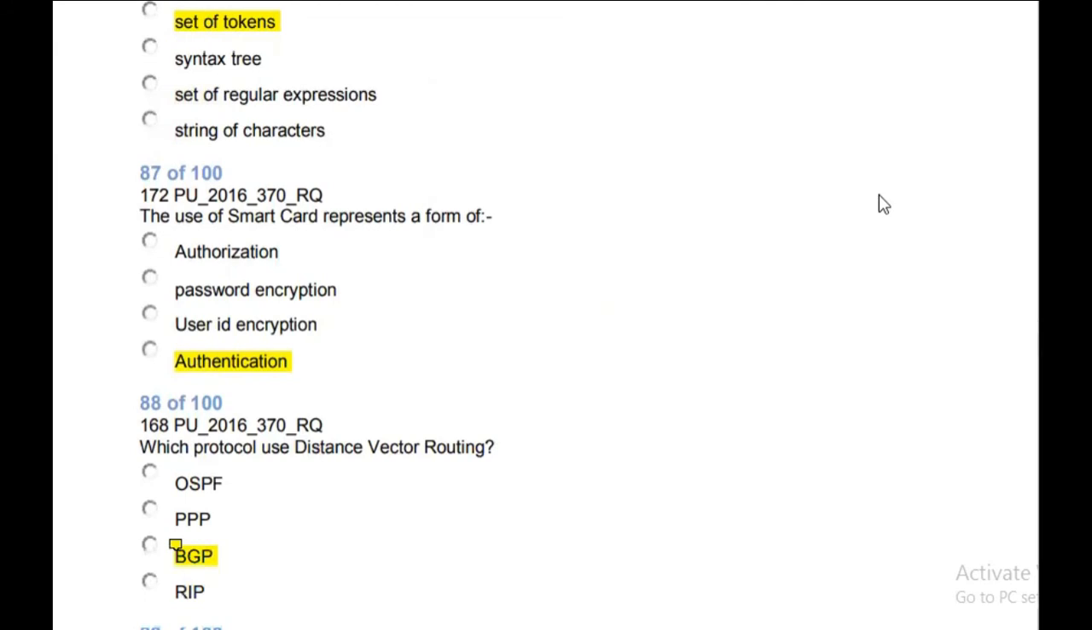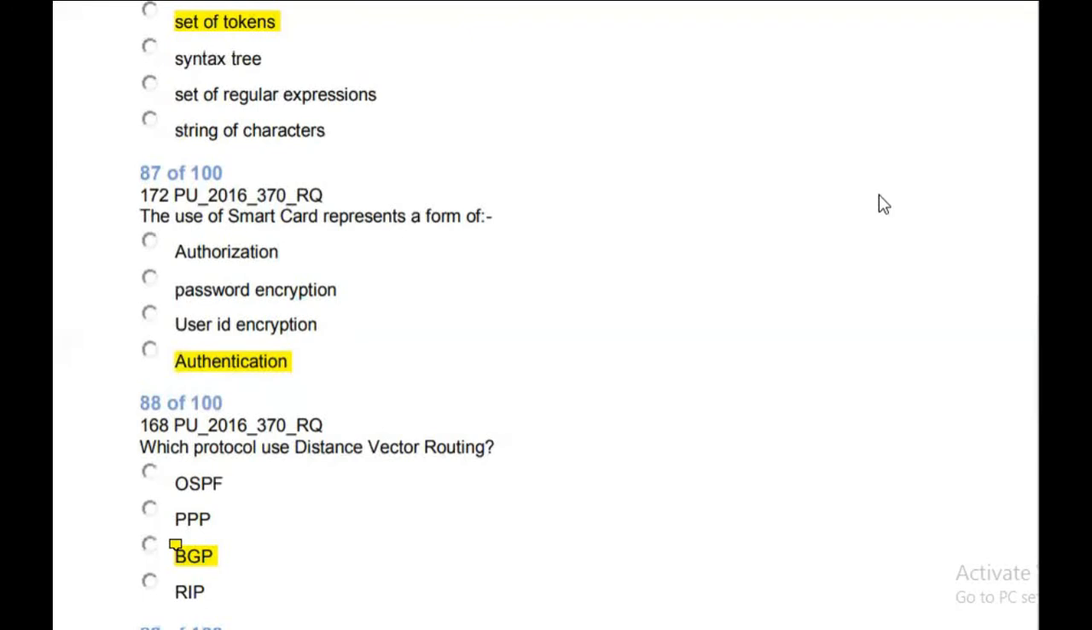The use of smart card represents a form of authentication. Option D is correct. We know the smart cards and other cards are used to authenticate which user is trying to access. After authentication with smart card, we can also use thumbprint or face recognition or eye scan for authentication.